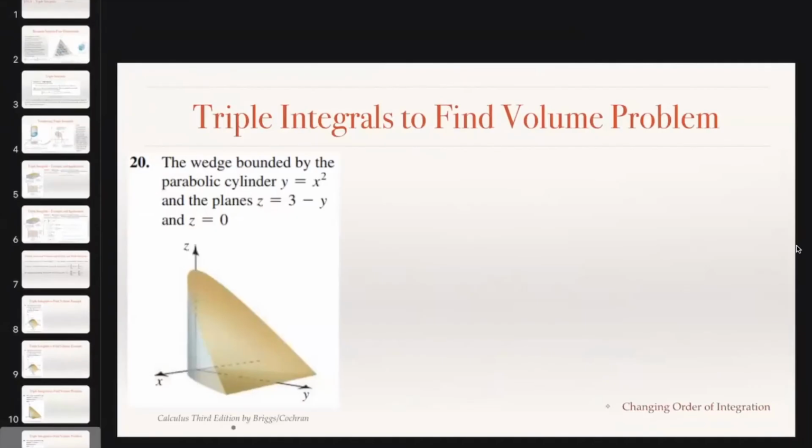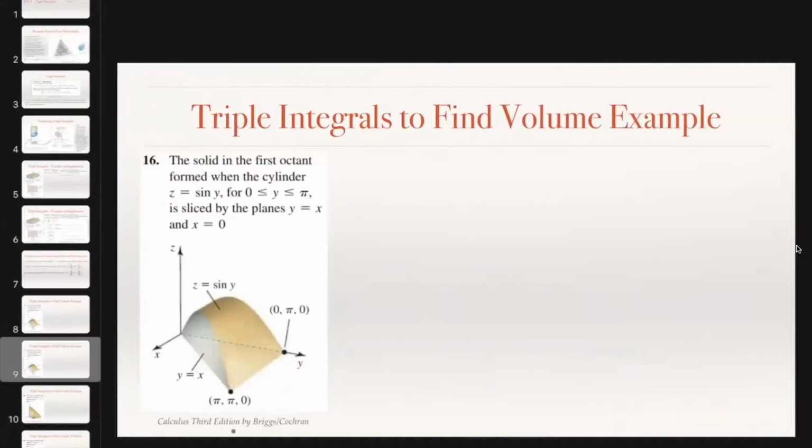Okay, hopefully that was instructive for thinking about triple integrals, how to set them up, and the various ways that you can solve the same problem through different slicing methods and choosing a nice slicing.